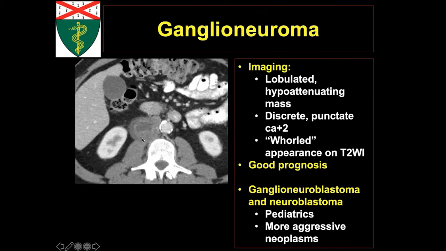You can see this mass over here adjacent to the IVC. Tough to call that prospectively as a ganglioneuroma, but given its paravertebral location and its somewhat whorled appearance internally, we could consider that this may be of neurogenic origin. As I mentioned, ganglioneuroblastomas are seen in the pediatric and young adolescent population, and unfortunately, they tend to be more aggressive neoplasms. This one tends to have a relatively good prognosis.